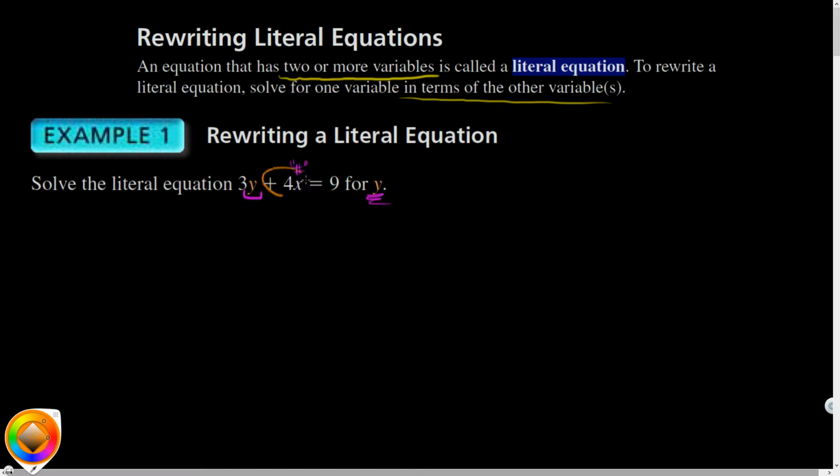Now, remember, plus 4x is just some number. Imagine it said plus 42 or something like that. So I want to move this to the other side. So I'm going to subtract 4x from both sides. And now when I do that, I'm going to write this in front of the 9, because 9 and negative 4x, those aren't like terms. So I can't combine them, right? They're apples and oranges. But I do want to write my variables in front.